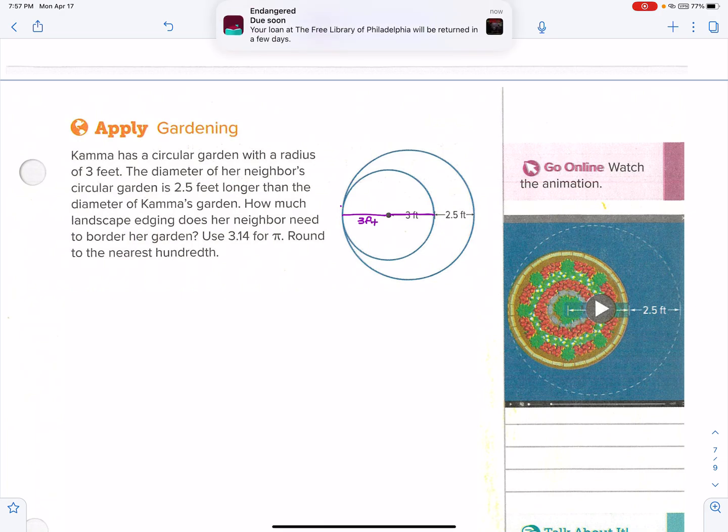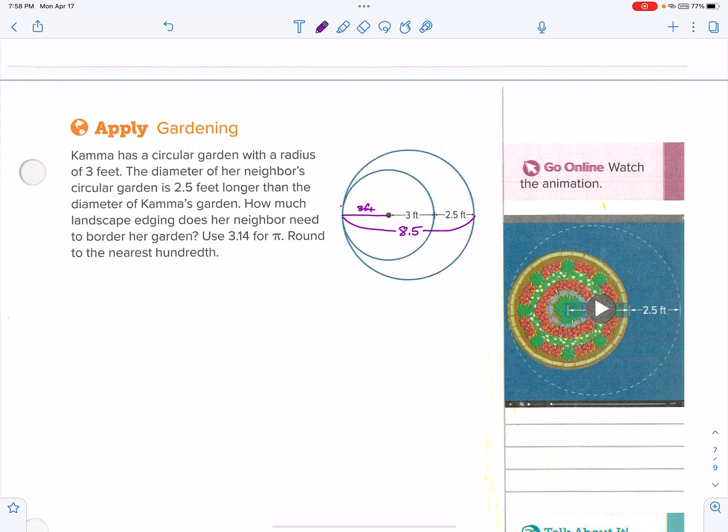And now you can sort of visually see that we have 3 plus 3 is 6, plus the 2.5 is 8.5 total. And so our diameter going all the way across, if we include this other 3 feet, is a total diameter of 8.5 from this point all the way to this point. And that's our diameter.